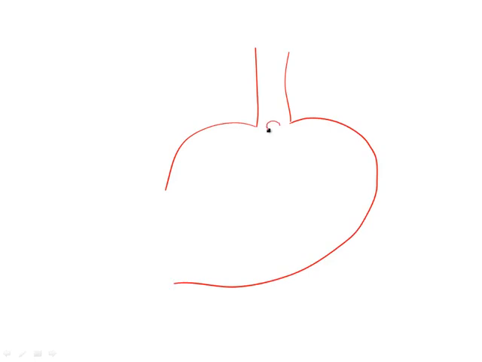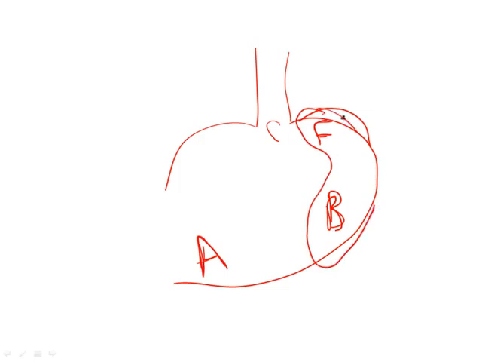So this represents the cardia, this represents the fundus, which would actually be a little bit higher like that, and then there's a body here, and then there's an antrum here. So those are the four regions of the stomach: the cardia, the fundus, the body, and then the antrum. Now, it's in the fundus and the body where you predominantly have your parietal cells.